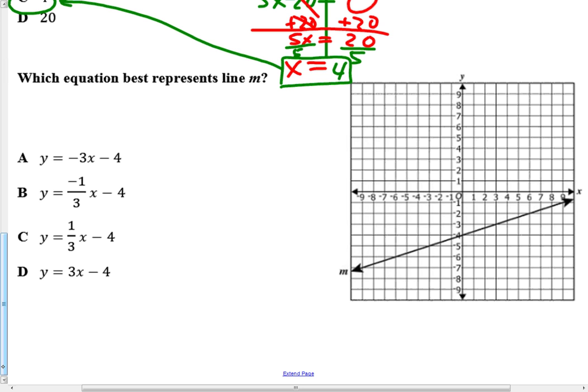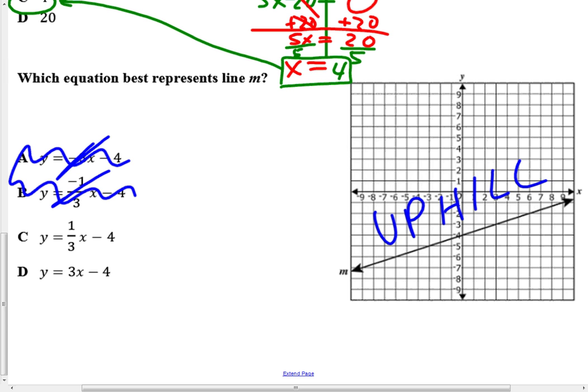The big idea for the next question. As soon as I see this, uphill. Is uphill positive or negative? That means I don't want the negative slopes. Cross those out. What number is right there? Negative. Which one of these has negative 4? They both have negative 4. So I got to look at the actual slope.